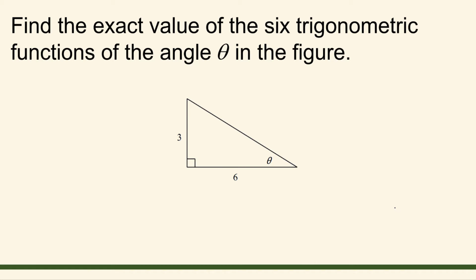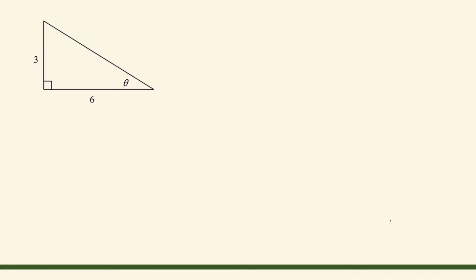Find the exact value of the 6 trigonometric functions of the angle theta in the figure. We are given a right triangle. The two legs that are perpendicular, one leg is labeled 3 units, the other leg is labeled 6 units. The angle opposite the side labeled 3 is labeled as theta.